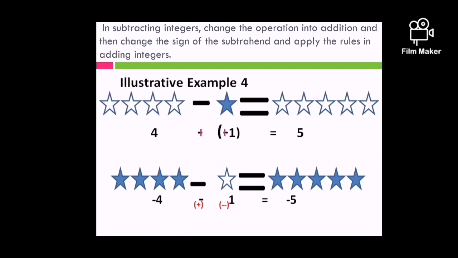So, negative 4 plus negative 1, adding integers with same sign, kasi pareho na silang negative. So, that is negative 5. Pinagsama ang numbers and then affix the sign ng magkapareho sa kanila, which is negative. Kaya sagot ay negative 5. Tapos na. Thank you.